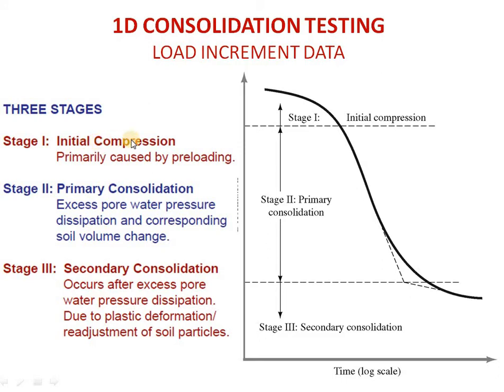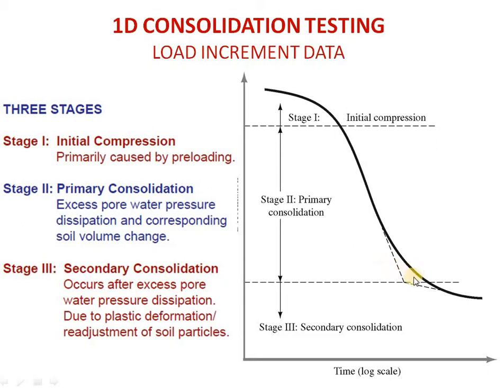So that will be initial compression, primary, caused by the preloading. Here the water will take the loading. When you further increase the load, the excess water tries to expel out of the soil and changes the volume of the soil as the soil starts compressing, and that is known as primary consolidation. So excess pore water pressure dissipation and corresponding soil volume change. So this will be your condition for the second stage.